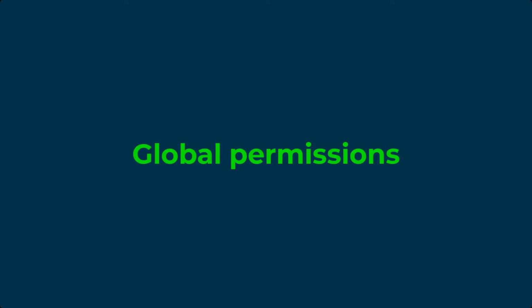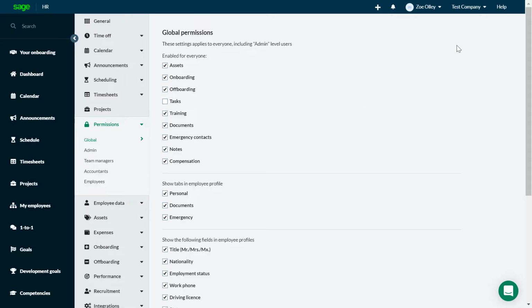Global permission settings apply to all employees, including admin users. These settings allow you to control access to core features of Sage HR. You can work your way down, selecting which ones are relevant.